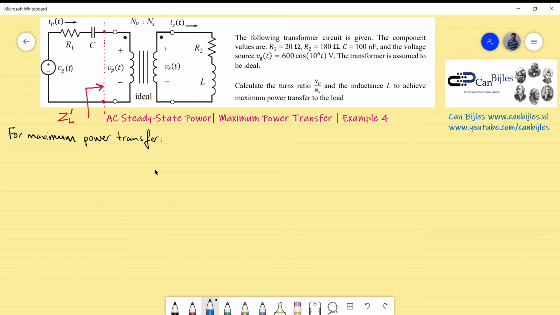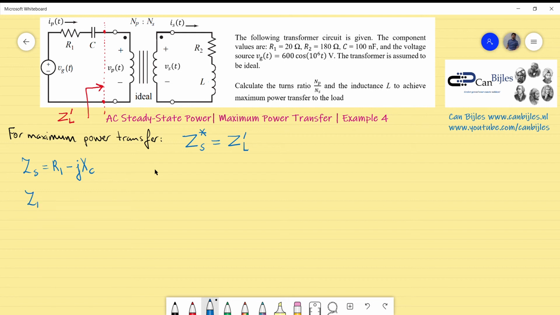So I will have Z of S, which is a series combination of R1 and C, must be equal to the complex conjugate of Z of L prime. So what is Z of S? Let's write it down. Z of S is equal to R1 minus j XC, which is just the series combination of the resistor and the capacitor.